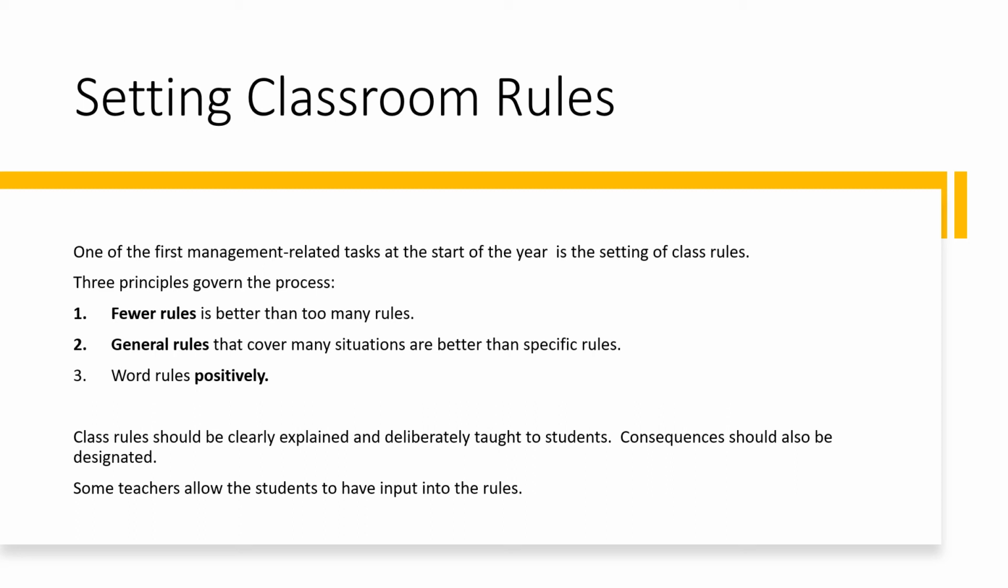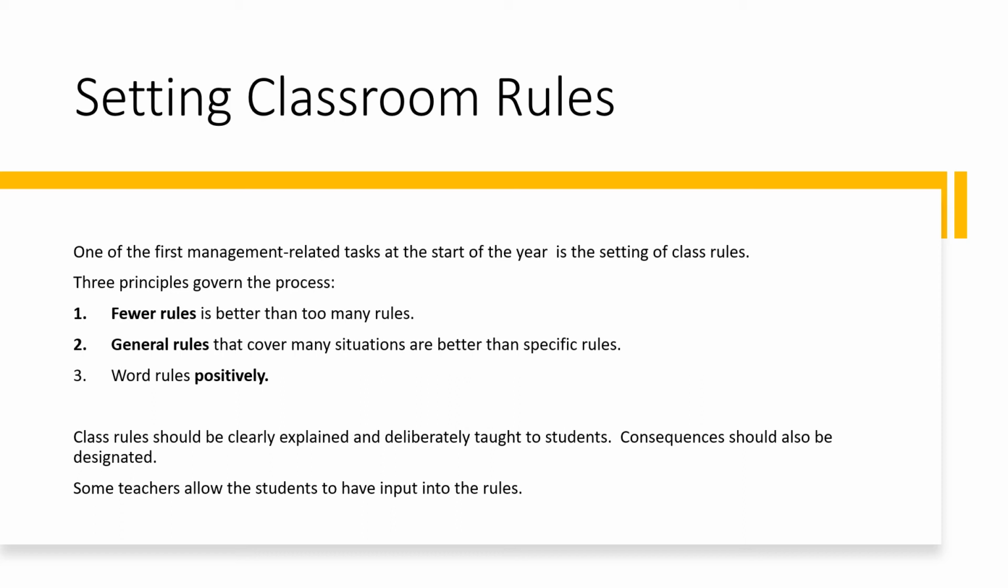So for example, instead of saying don't hit others, don't talk out loud, don't do this, don't do that, you could have a rule that says respect learning, which would cover a lot of things. Respect others is another type of general rule. It covers hitting and not verbally abusing each other, etc. Finally, word rules positively. So don't say don't hit, say keep your hands to yourself. So these 3 principles guide the setting of classroom rules. Fewer rules, general rules, worded positively.